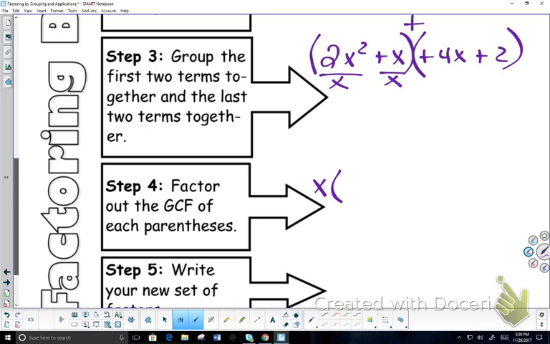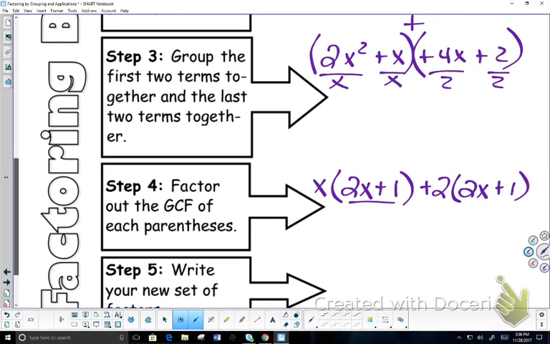Well, 2x squared divided by x leaves me with 2x. x divided by x is 1. The last one, the biggest thing they have in common would be 2. So I'm going to divide both of those by 2. 4x divided by 2 is 2x. 2 divided by 2 is 1.